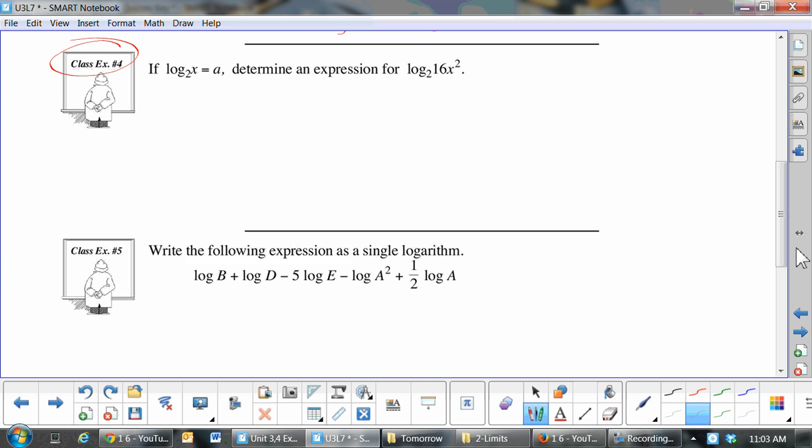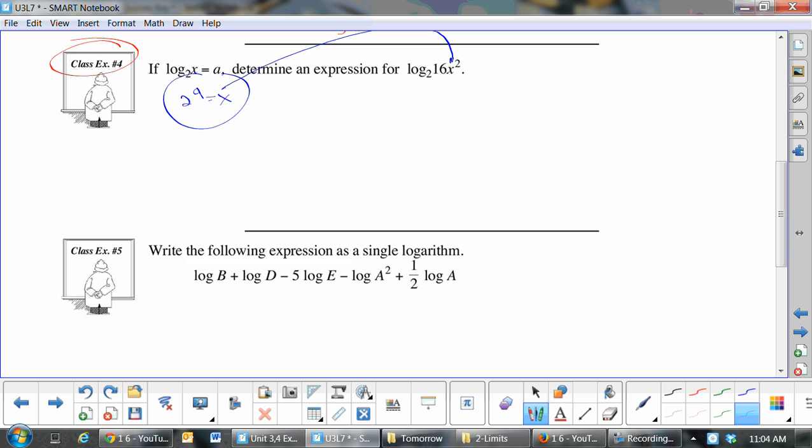How would we pull this off? I need to know what log 2 of 16 to the x squared is. Or no, 16x squared. And they do tell me that log 2 to the x equals a. How would I do this one? Okay, so we got 2 to the a equals x.